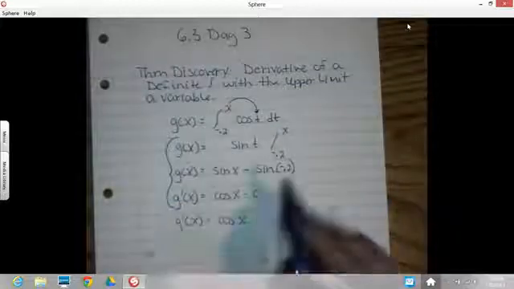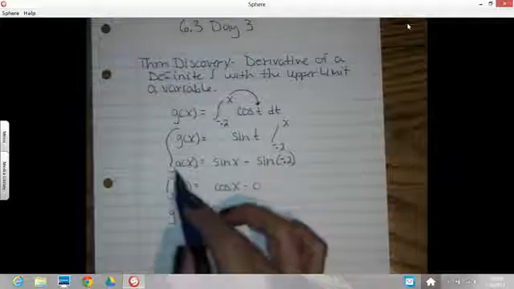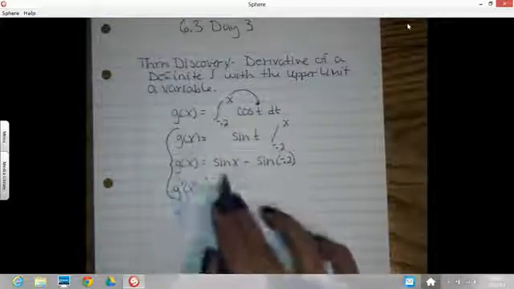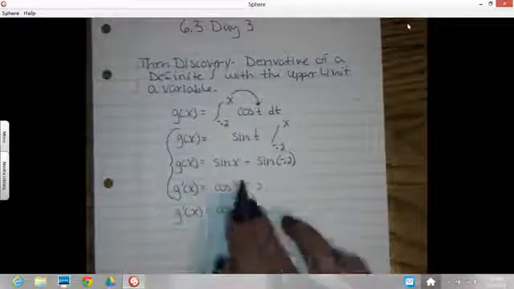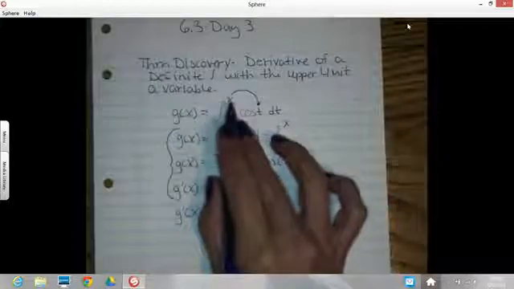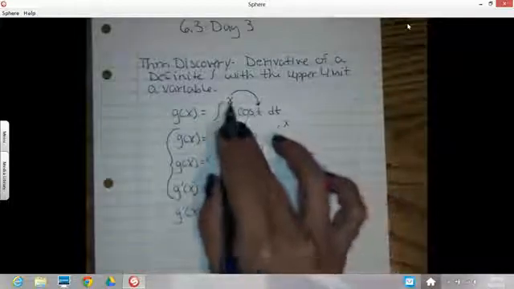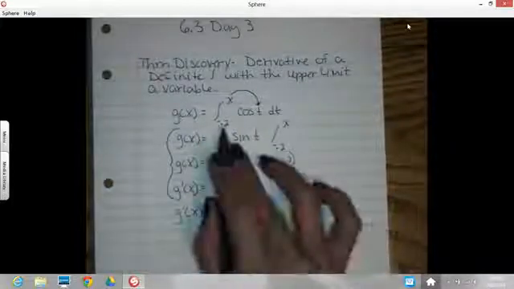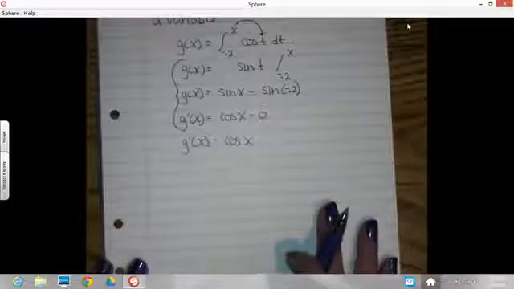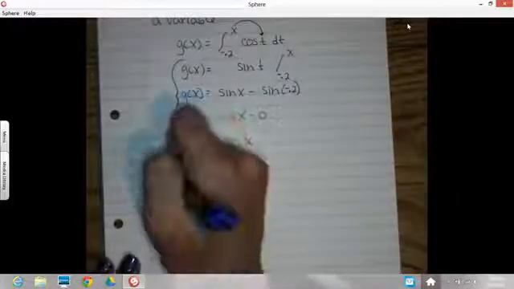So the shortcut to this is not to actually find the antiderivative and then do derivative. It's just do the shortcut. G prime of x will equal this function with the upper boundary substituted in. The bottom boundary, as long as it's a constant, goes to 0 and we don't have to worry about it. So this is called another fundamental theorem of calculus.